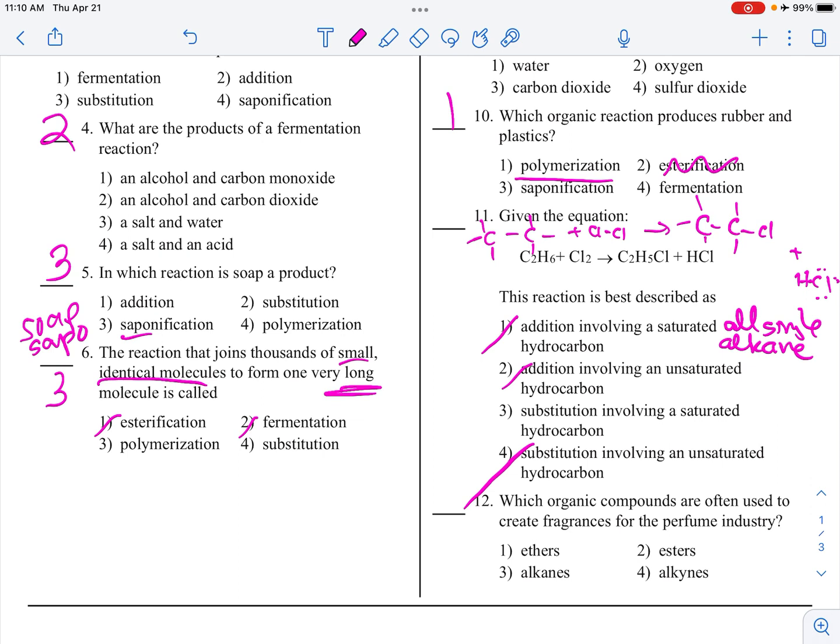So think about it. We've got the game here and we've got the bench. It's like, coach, put me in the game. So one of the Cls goes into the game and we sub out a hydrogen. So this is in from the bench and this is out from the game. So that's a substitution, choice 3.